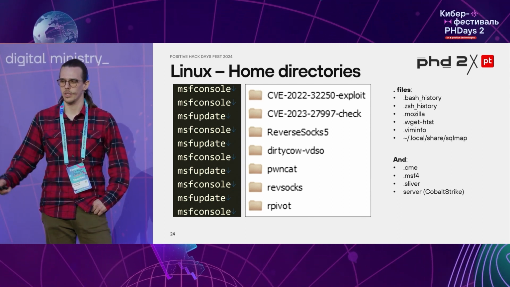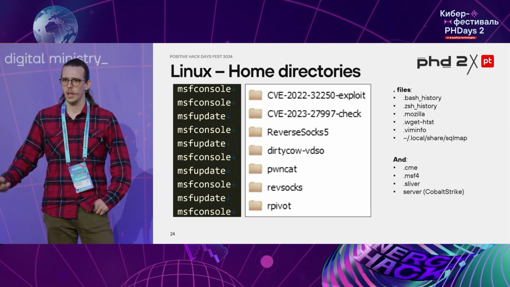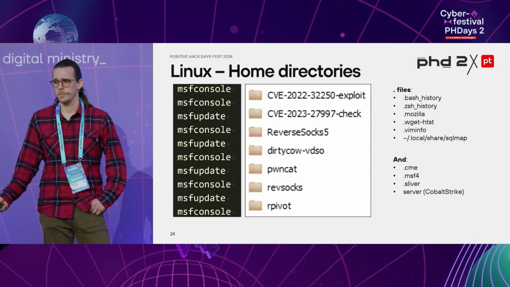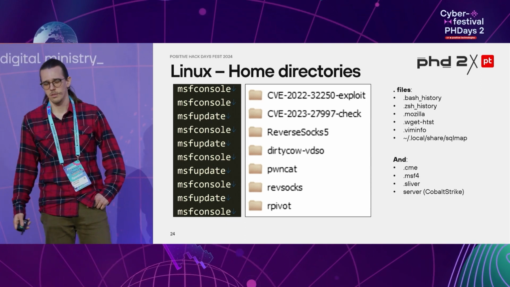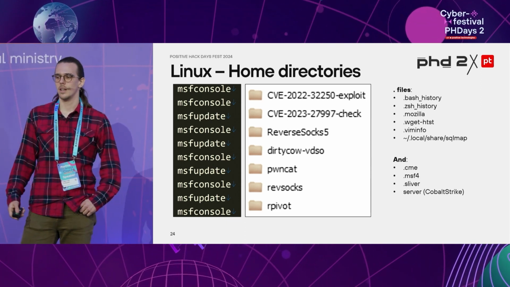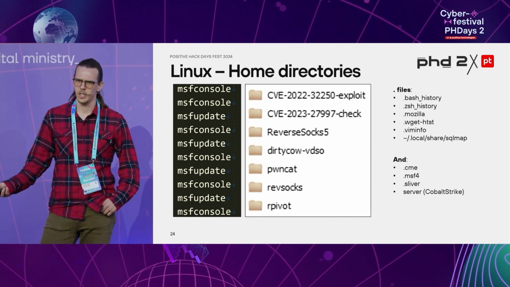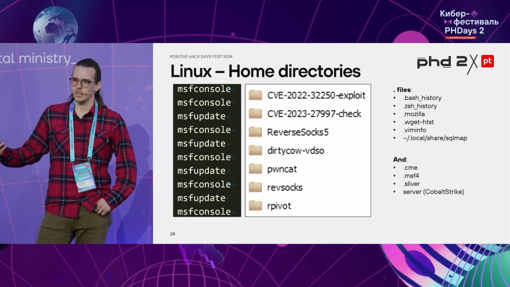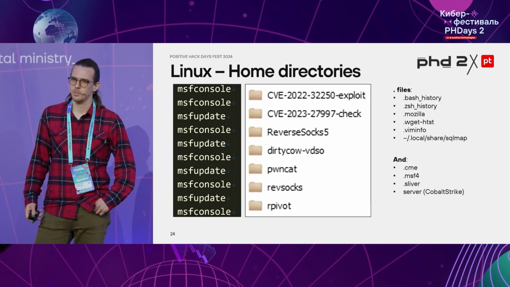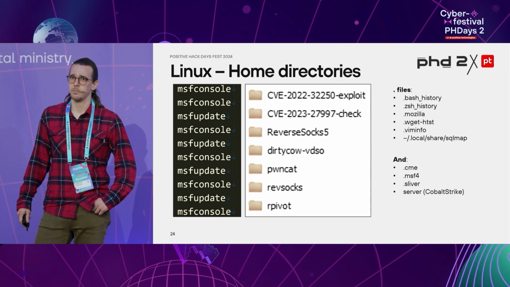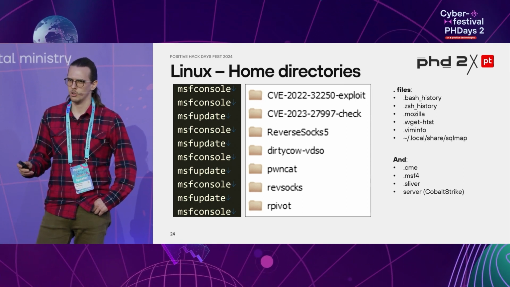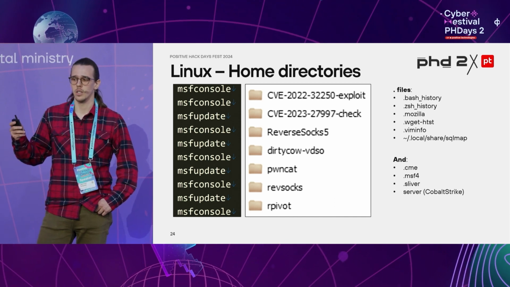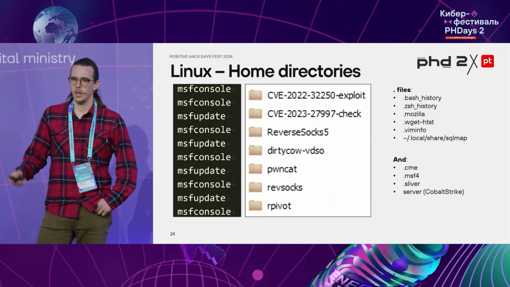Most often, the interesting things are the so-called dot files. Config files are hidden by default, so we don't see them. Quite standard. Things like bash history or ZSH history. They could also be searching for something in a browser, like Mozilla. Quite rare, but still it happens.